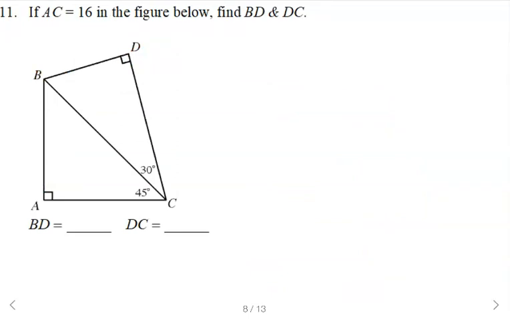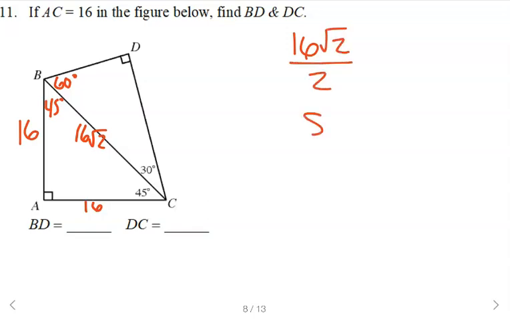All right, here they tell us that AC is 16. So AC and AB are the congruent sides, the legs on a 45, 45, 90. The hypotenuse is the leg times root 2. And then over here you're in a 30, 60, 90. The short leg is half of the hypotenuse. So 16 square root 2 divided by 2 gives us 8 square root 2. For the short leg, that's one of the ones you're trying to find.